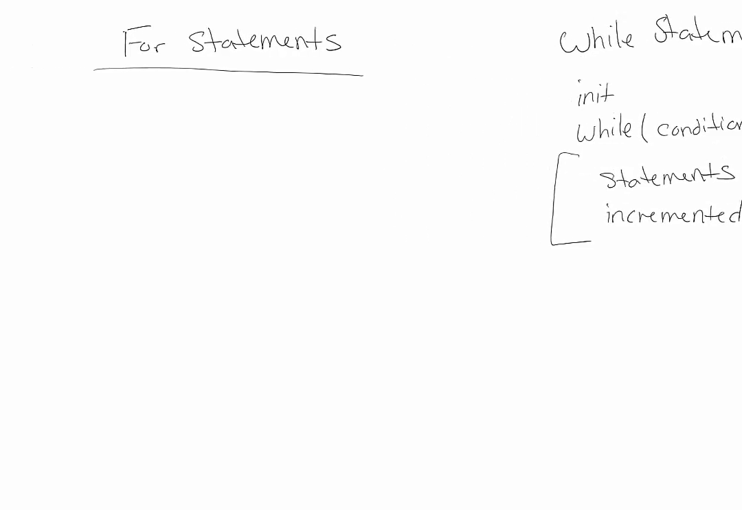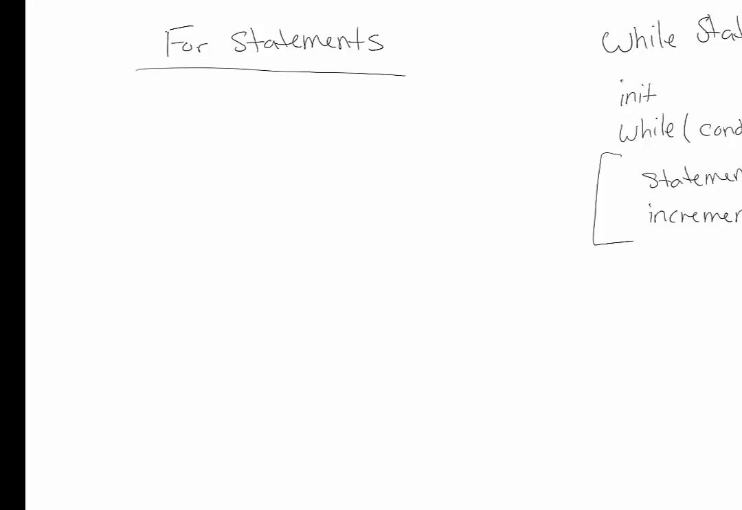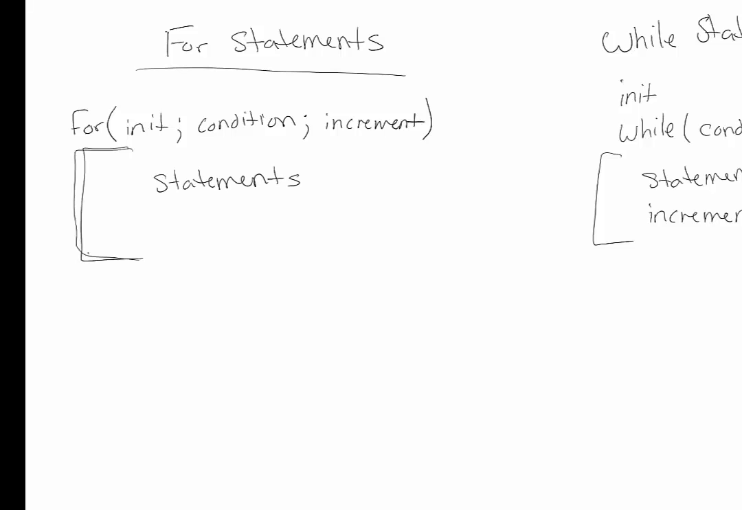For statements allow us to do this all in one step. So we have for our initialization, a semicolon, our loop continuation condition, a semicolon, and our increment step, all in one statement. So then all we have in the block for the for loop are the statements we want to execute in the block if our condition that we've specified up here in the for statement is true.